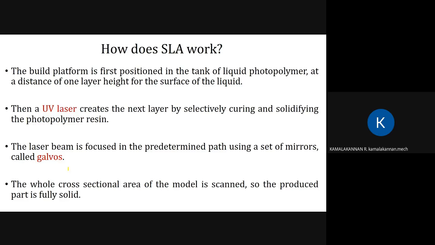The laser beam is focused in a predetermined path using a set of mirrors called galvos. So galvos means the laser beam moving in a predetermined path with the help of a set of mirrors. The whole cross-sectional area of the model is scanned so that the part is produced fully.